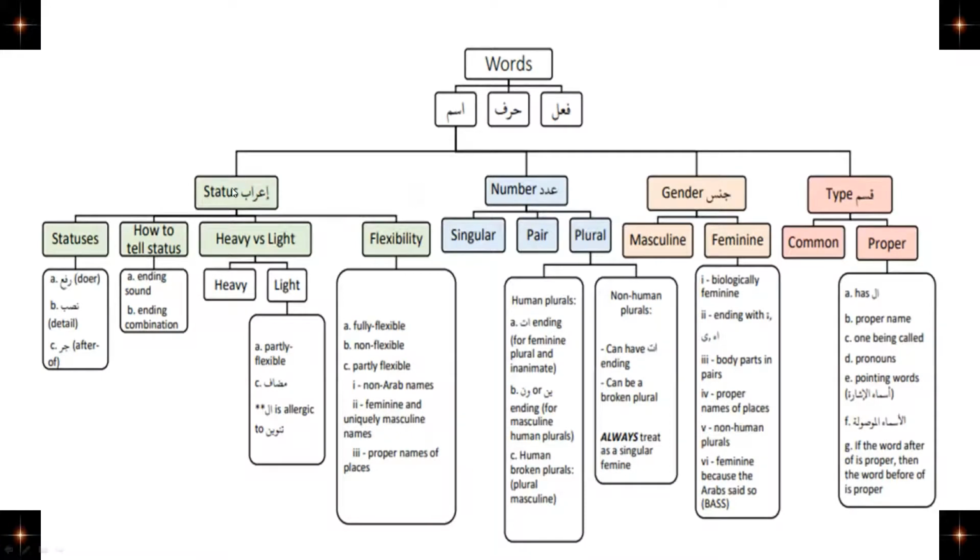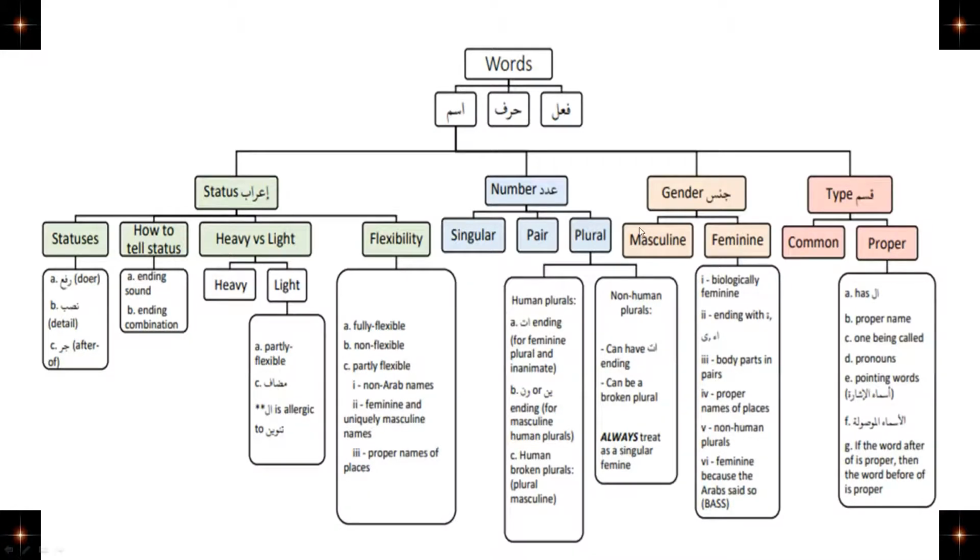And then when you come to the status itself, these are the four things to consider: status, the forms of the status, how to tell the forms, the ending combination and ending sounds, and considering the ending, either it's been light or heavy, and the flexibility, all under the status of an ism. And then the number of an ism can either be singular, pair, or plural, okay? And the plural is where the confusion is, where you have the different kinds of plurals, right? And then the gender can either be masculine or feminine.